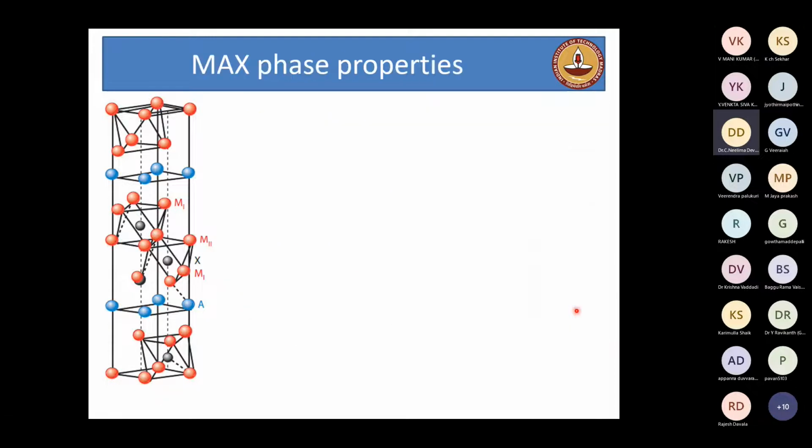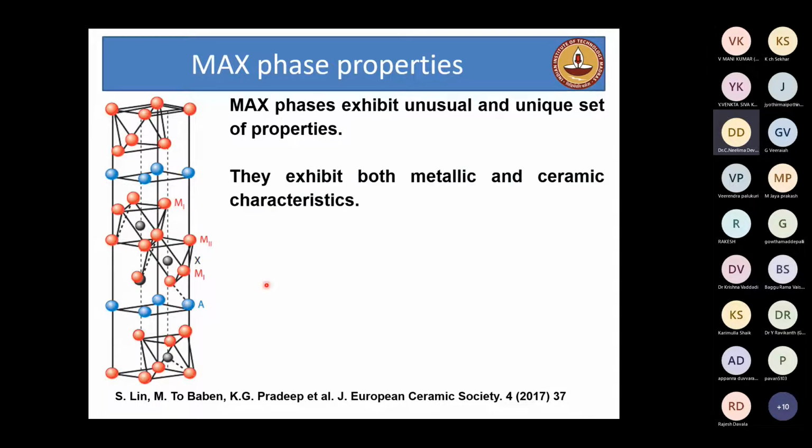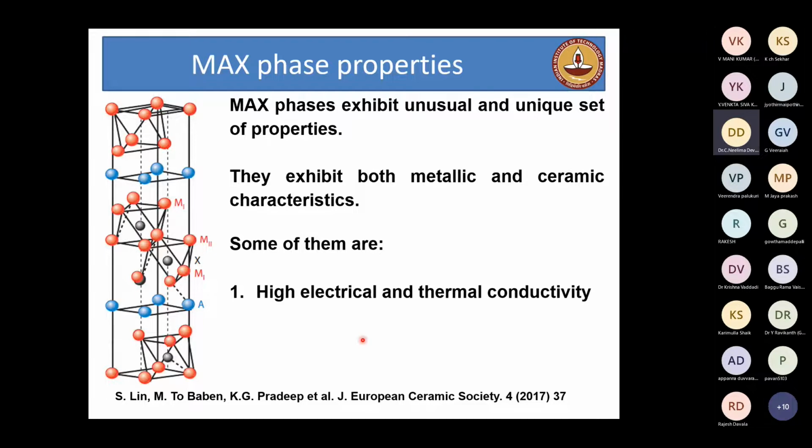The benefit of having this kind of a MAX phase, having this nano-laminated arrangement, is that this material will exhibit a unique set of properties: it exhibits both metallic as well as ceramic characteristics. The metallic characteristic stems from the A layer, which is purely metallic, and the ceramic characteristic because there is an MX kind of bonding happening inside.